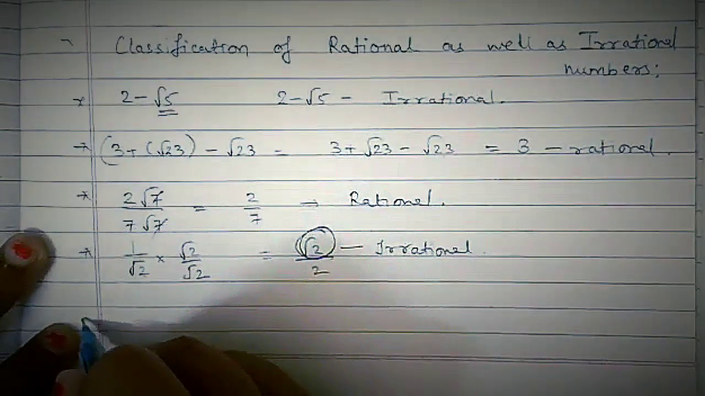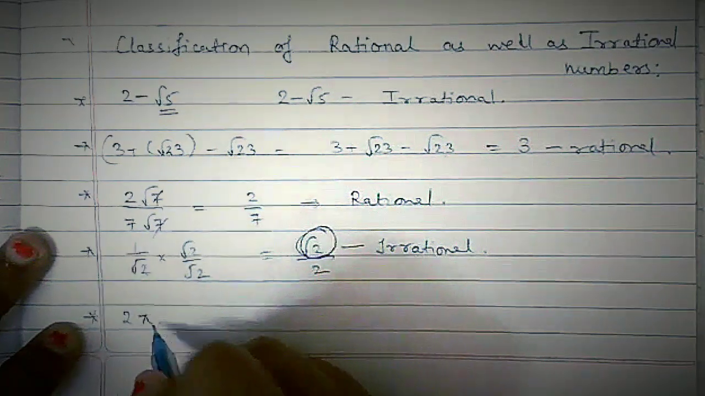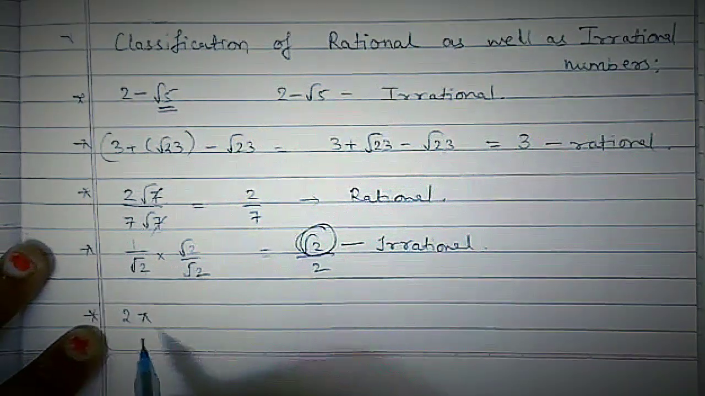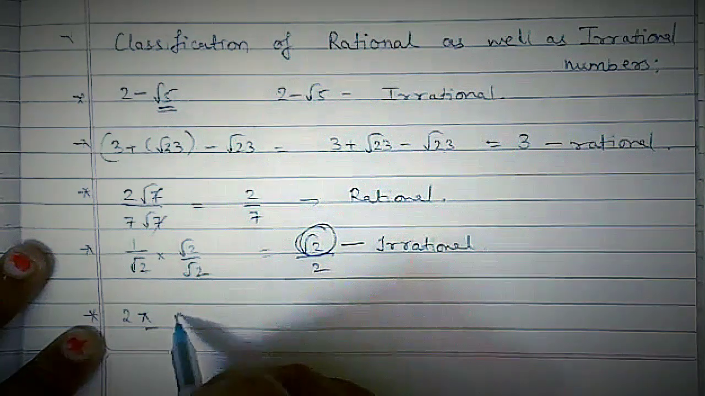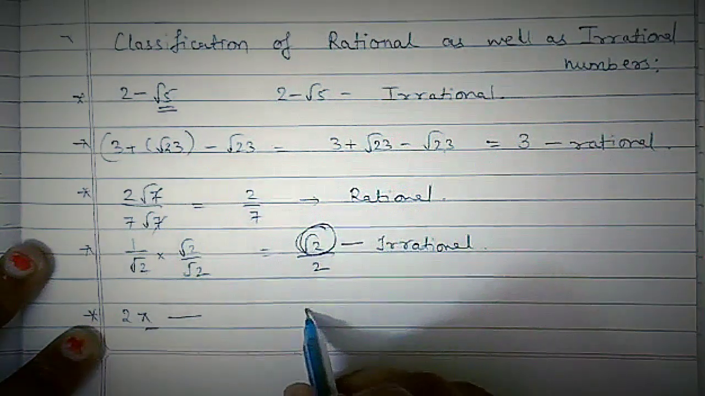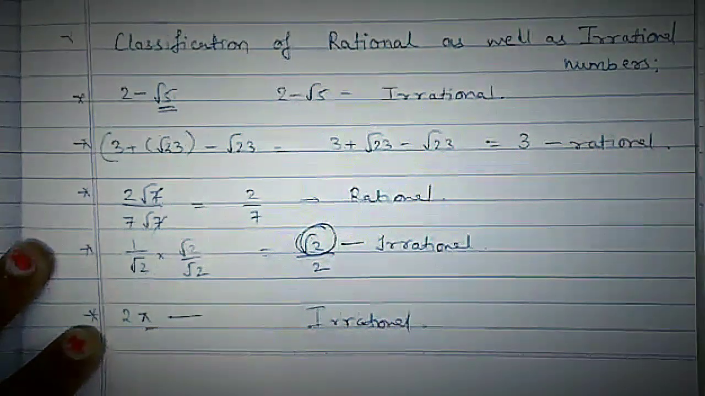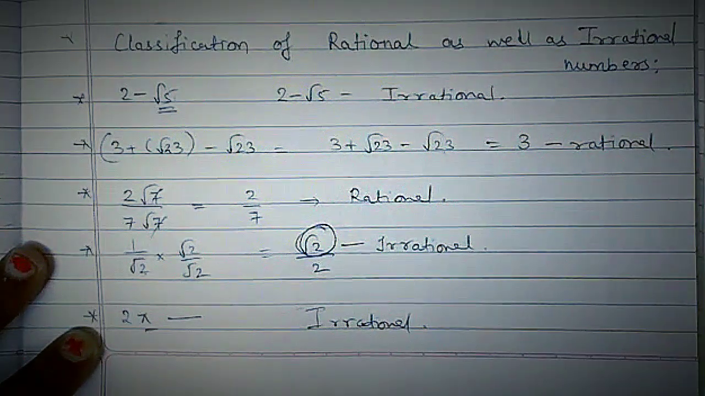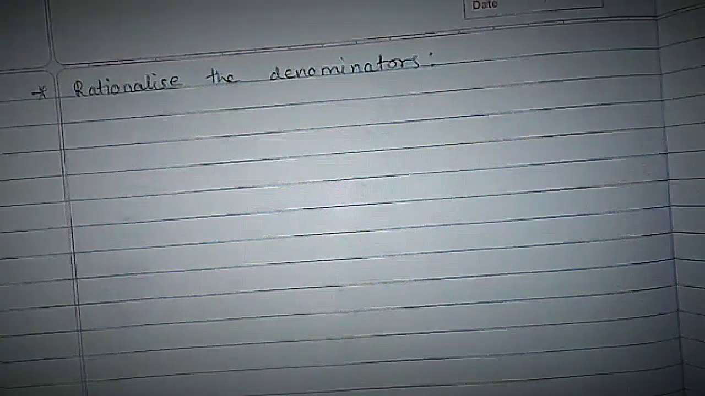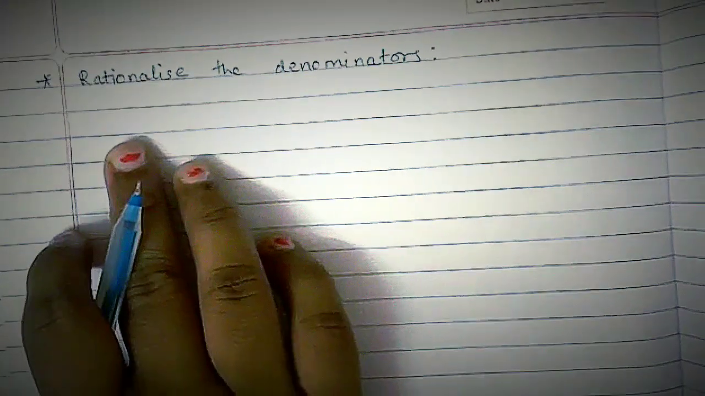Right? If we consider one more example, 2 pi. Right? Pi itself is an irrational number. So the value of 2 pi is also irrational. Okay? So this is the way we are going to find out whether the numbers are rational or irrational. Now this is a very easy topic.